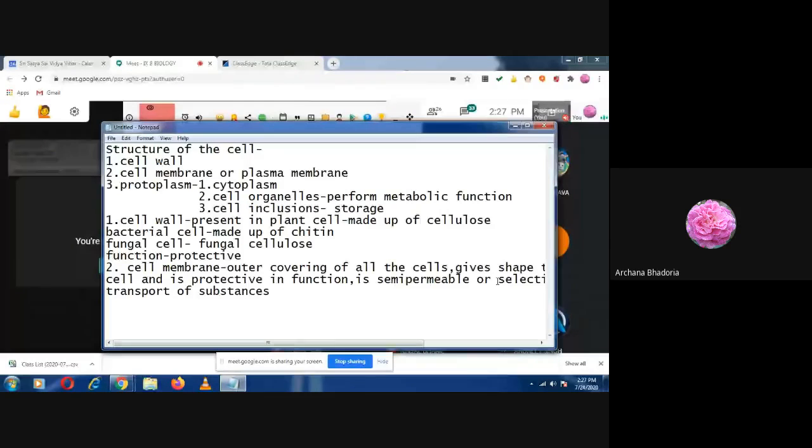This much. Now we'll try to understand the structure of this cell membrane. So write down the structure. We have discussed the general functions. Now write down structure. We will try to understand the structure of the plasma membrane. We describe its structure as trilaminar and lipoproteinaceous.